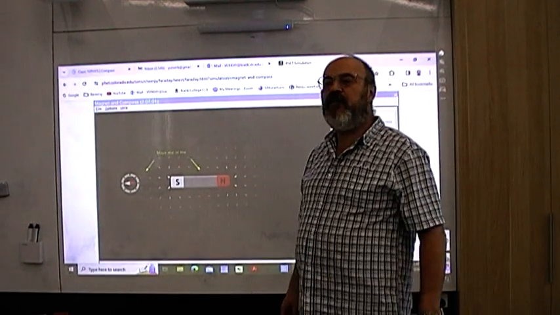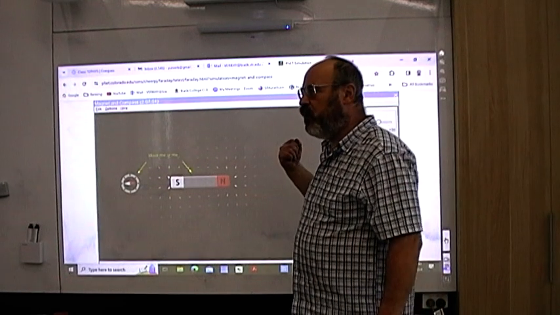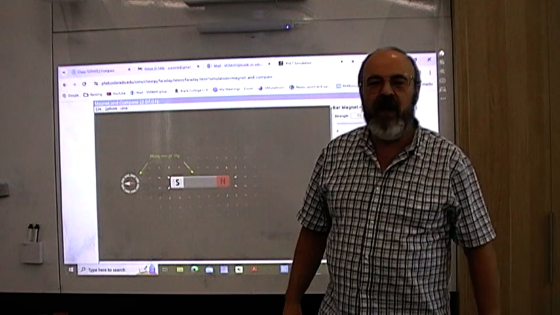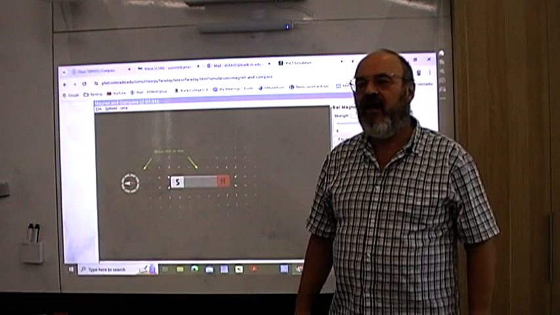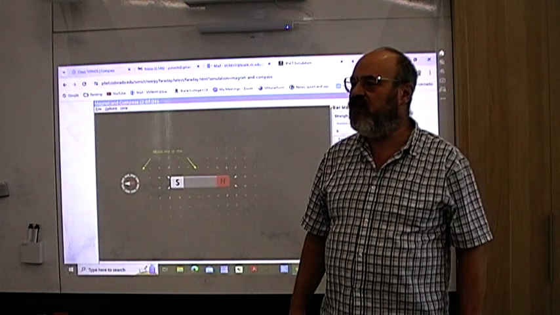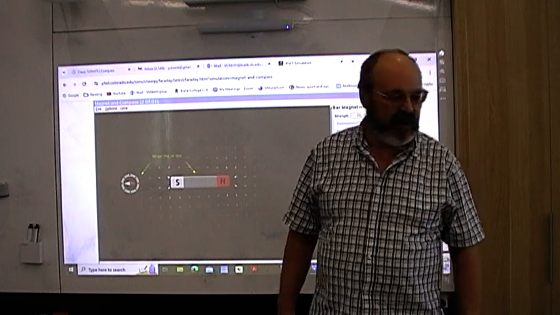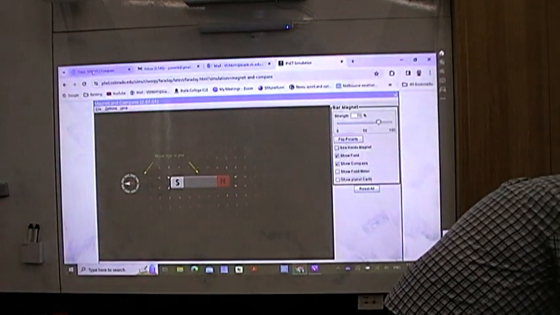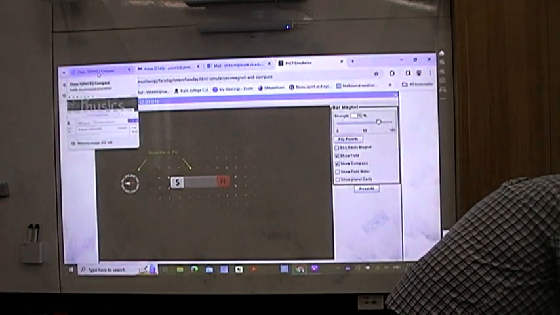Now, with the permanent magnet, you know where is the north, where is the south. How do we know the direction when we have a wire with the current? How can we find the direction of the magnetic field?